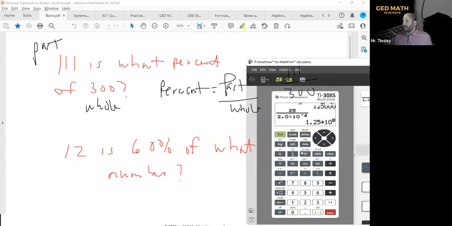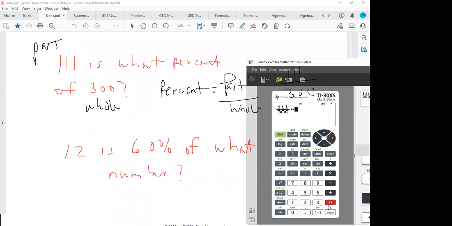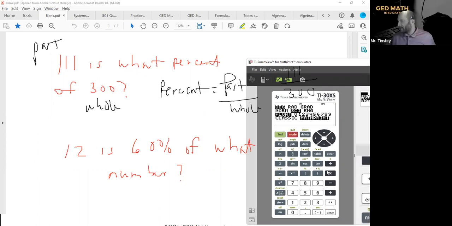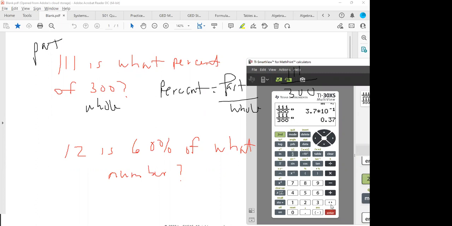So I'm gonna go to ND. I'm gonna go to 111 over 300. And I'm gonna convert that to a decimal. Bam, bam. Oh my God, that's a scientific. What button again? Hold on, I gotta go back. What button did you push to convert it? You tell me what do I press to convert it?